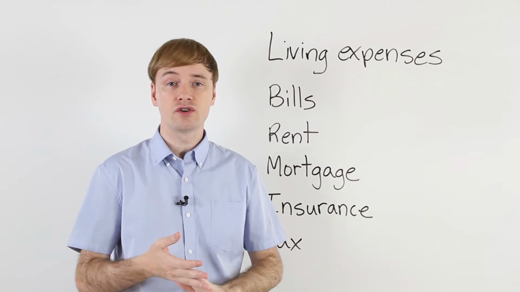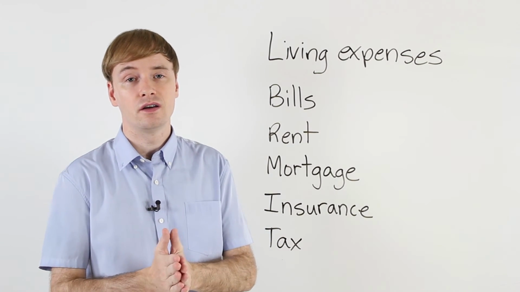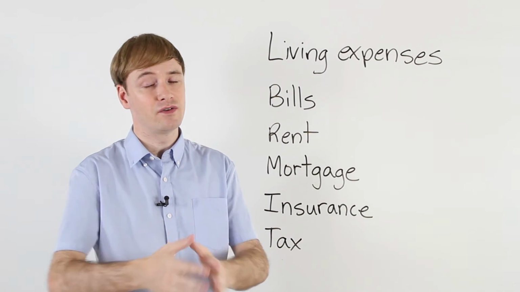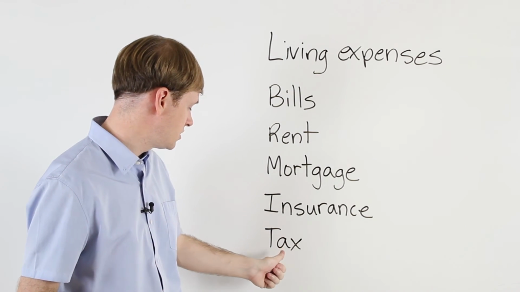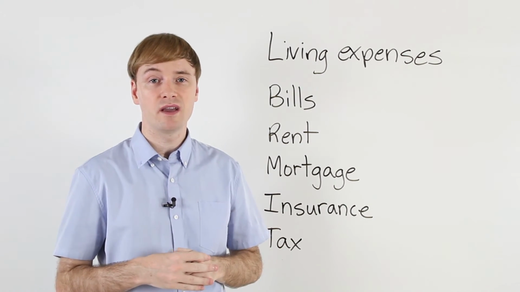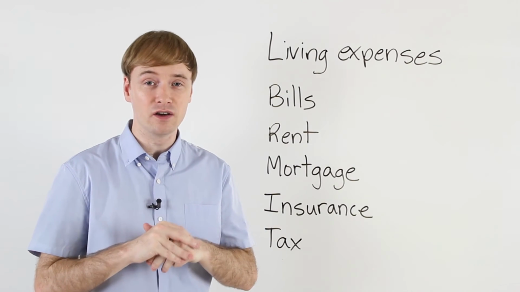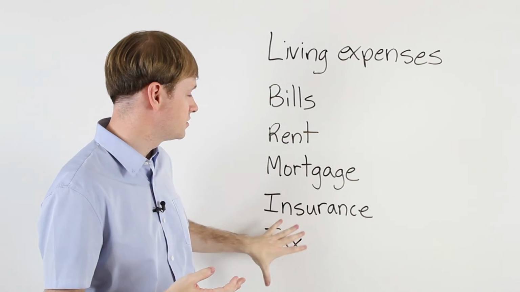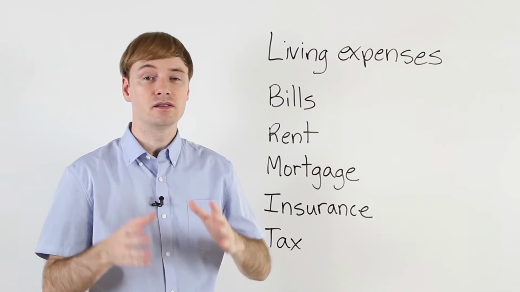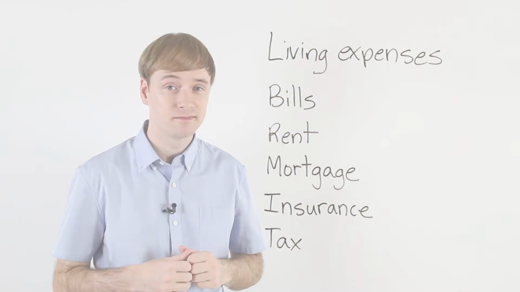Insurance, car insurance, health insurance, every kind of insurance. So every month you have to buy insurance. And of course, we have to pay tax. On all our income, we have to pay tax. So these are good examples of the outgoings. Let's look at some more example sentences.